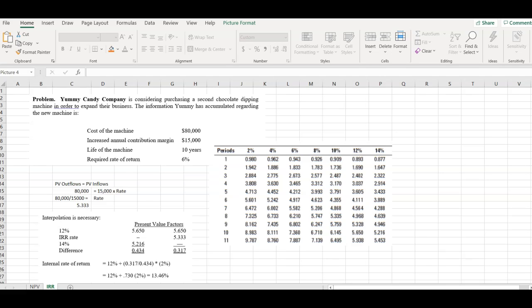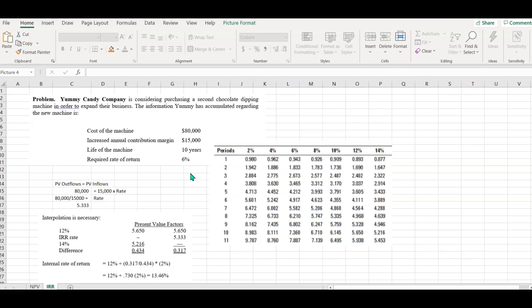Okay, this is a demonstration problem for the internal rate of return, and we've got all the same assumptions here. Our machine cost $80,000. It's going to return $15,000 a year for 10 years, and the required rate of return is 6%, which really doesn't matter so much for internal rate of return. If this was a hurdle rate, if it had to be above that to be accepted, then that's a different story.